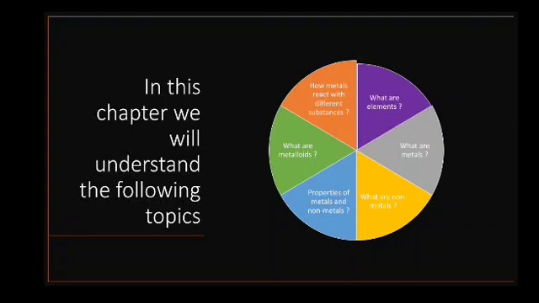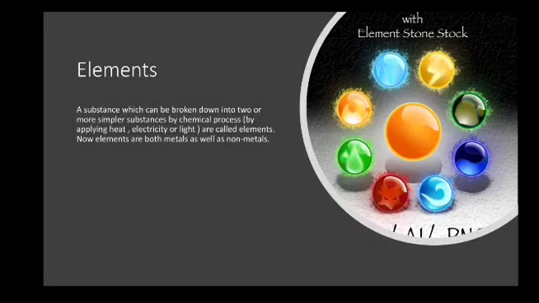So let's start. First is elements. A substance which can be broken down into two or more simpler things by a chemical process. That means you can apply heat, electricity or light to break it. These types of substances are called elements. Elements are both metals as well as non-metals.